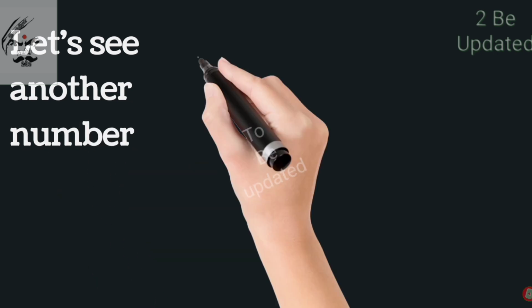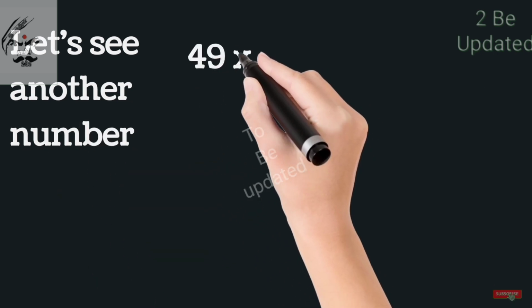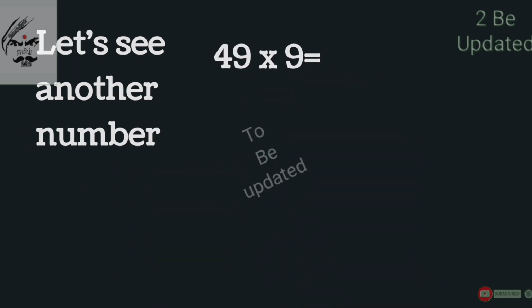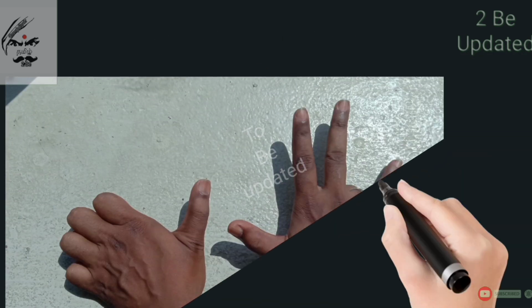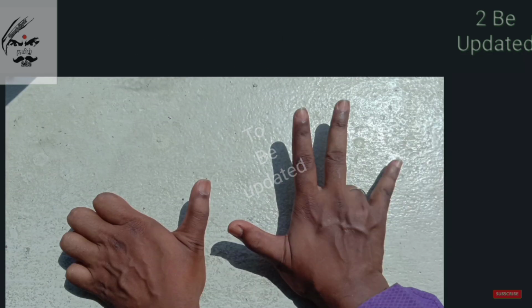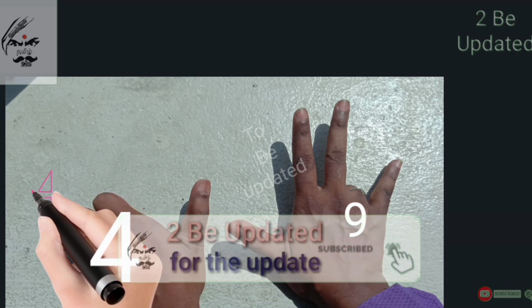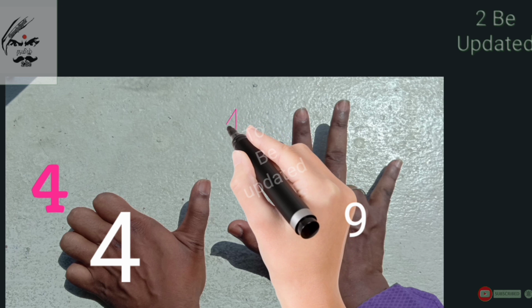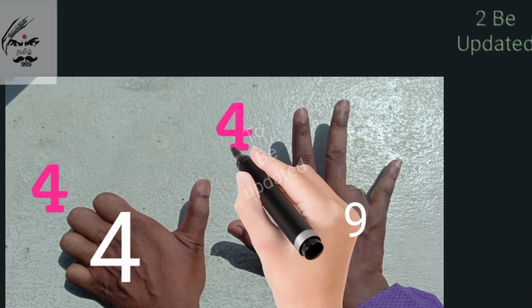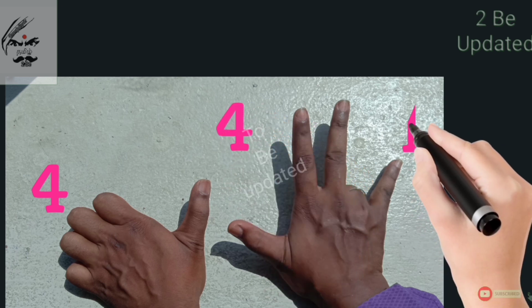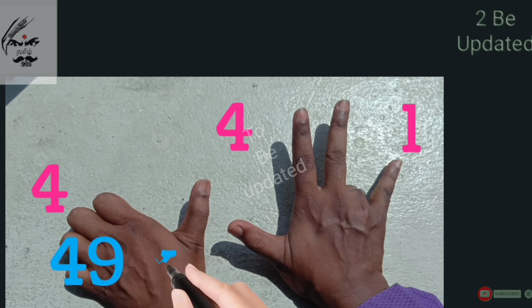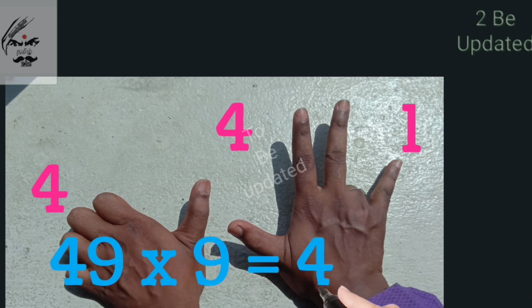Let us see another number. 49 nines are. Make sure that the first number is small and the second number is big. So I have folded 4 fingers, 1, 2, 3, 4. Now 5, 6, 7, 8, 9. The 9th finger also I folded, and it represents 49. How many fingers did I fold in the beginning? 4. How many fingers are standing before the 9th finger? 4. And how many fingers are standing after the 9th finger? 1. So 49 nines are 441. That's all. Do you understand?